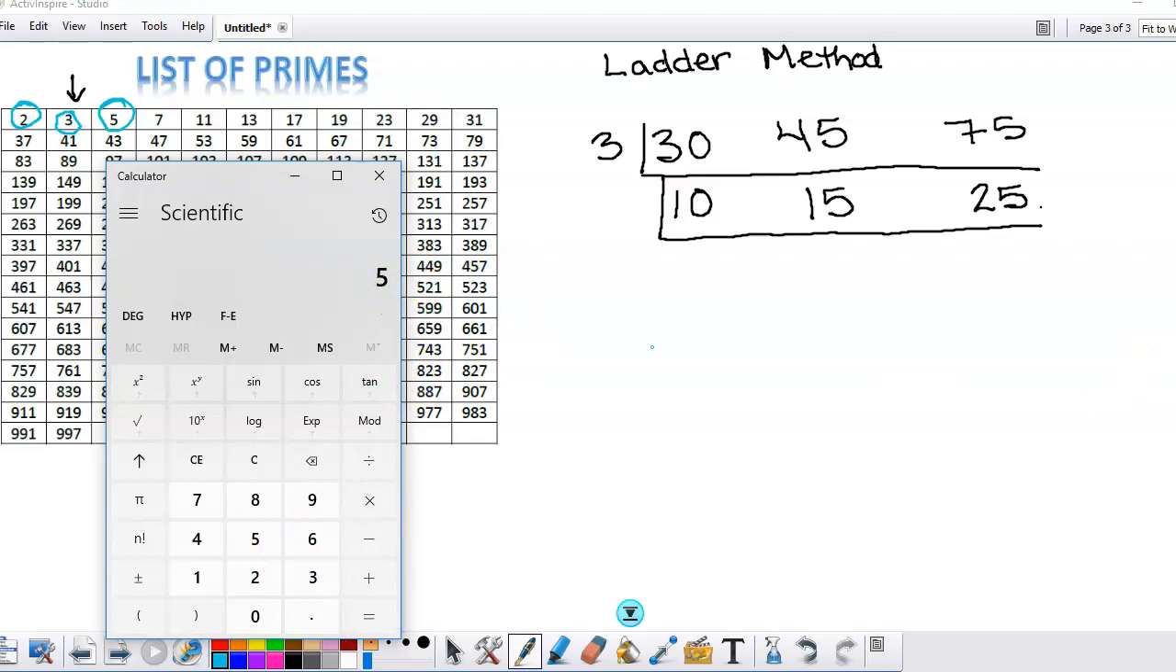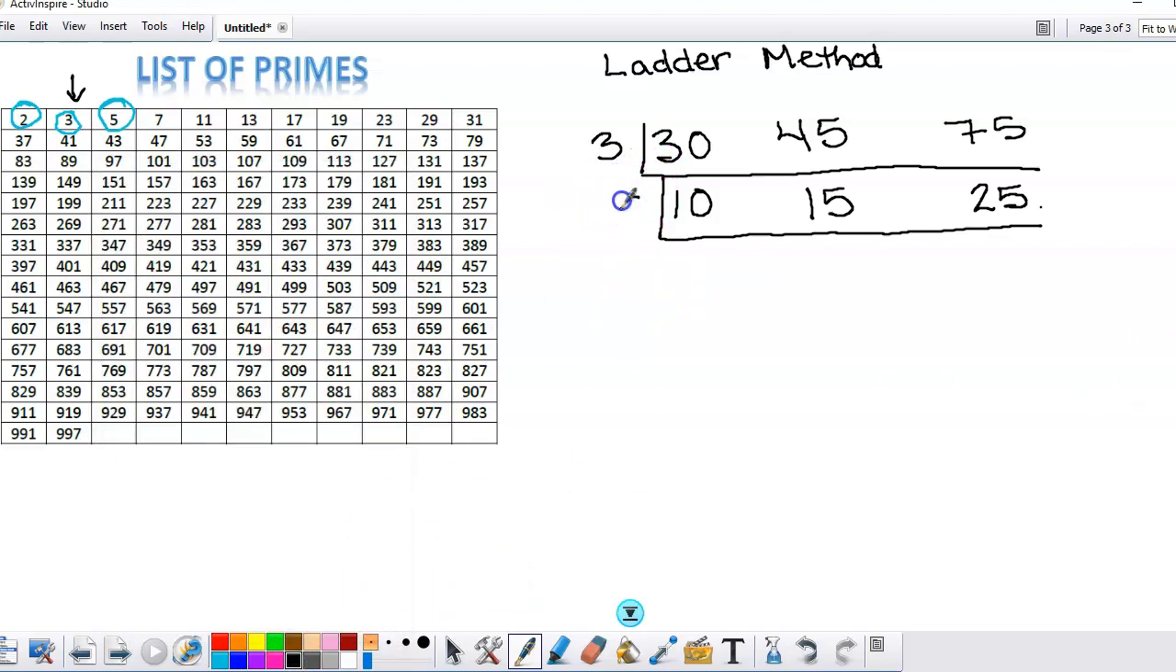So I found another common prime. 5 goes into 10 2 times. 5 goes into 15 3 times. 5 goes into 25 5 times. Now let's pause for a second. Take a look at the list up here on the left side of my work. These are both prime numbers. I know I pulled them off the chart. Look at these down here.